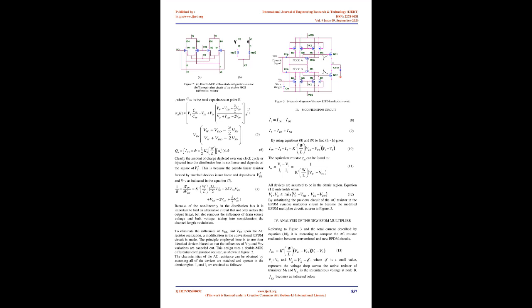Section 2 and 3 present the basic operation and design of a conventional and modified EPDM multiplier with double MOS configuration, respectively. Section 4 presents the analysis and results of SPICE simulation of both types of EPDM multipliers. Section 5 elaborates on the comparison of both EPDM circuits, followed by the conclusion. 2.2. The conventional EPDM circuit.